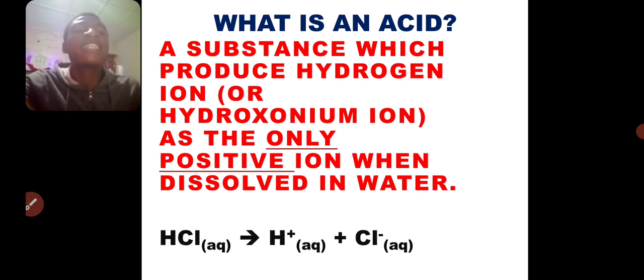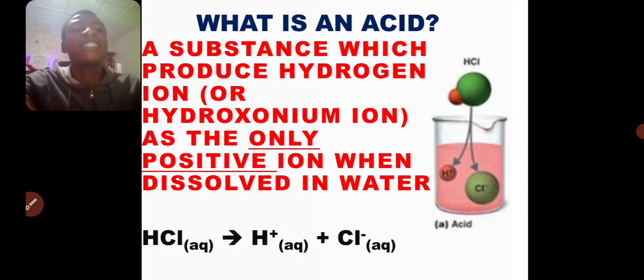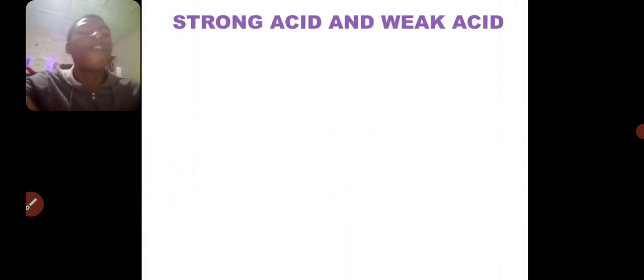You can see HCl breaking down into H+ and Cl-. Any compound that will produce hydrogen ion as the only positive ion when dissolved in water, you call that substance an acid. Look at that. When HCl dissolves in water, it gives you H+ and Cl-. So that is how Arrhenius defined his own acid. Arrhenius definition of an acid.